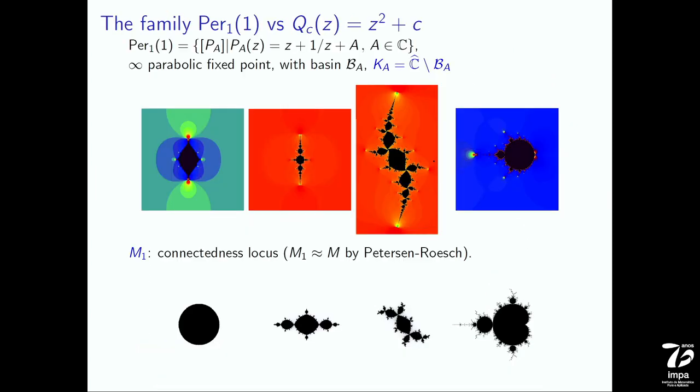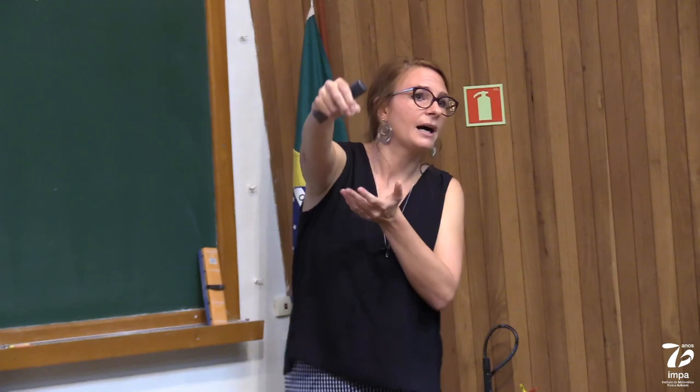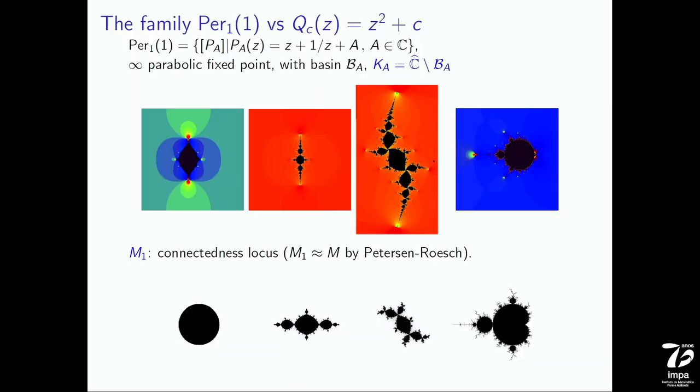What am I saying? We can consider the quadratic family as a hyperbolic family. In complex dynamics, we say that a map is hyperbolic if the critical points are attracted to an attracting point. In the quadratic family, infinity is a critical point, is fixed and is super attracting. And if the filled Julia set is disconnected, if you are outside the Mandelbrot set, your critical point goes to infinity.